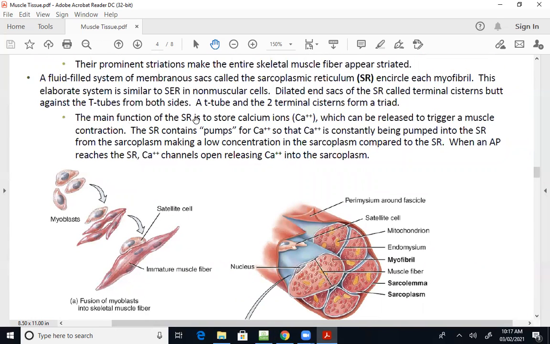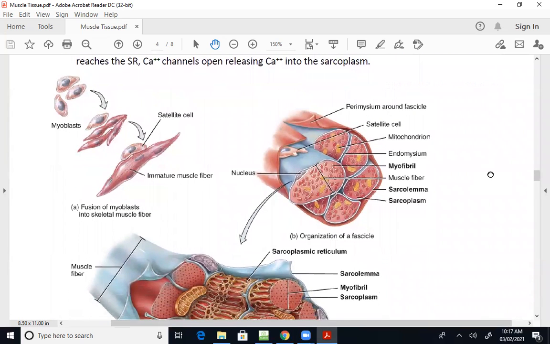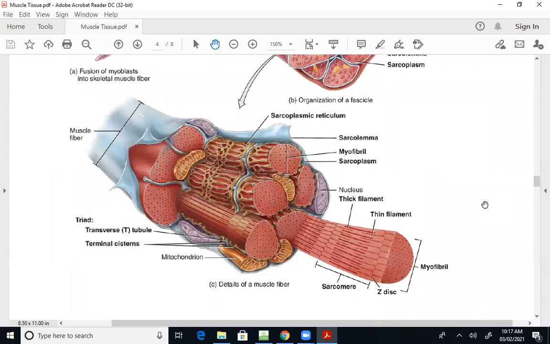And as I said, the main function of the SR is to store calcium ions, which can be released, triggering muscle contraction. The SR also contains pumps for calcium, so calcium can be pumped back into the SR after a muscle contracts, so that there's always a low concentration of calcium in the sarcoplasm compared to the SR. The other channels in the SR, those calcium channels that open to release it, we literally call calcium release channels. And that's stuff I don't really get into in this class.